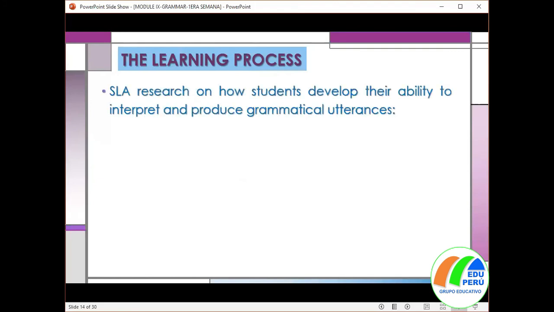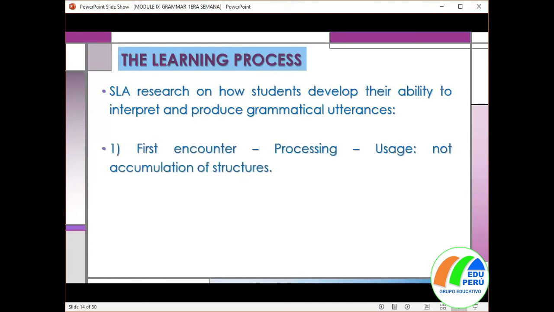Now, when we learn grammar, here you have some research in second language acquisition, how students develop their ability to interpret and produce grammatical utterances. First encounter of processing usage, not accumulation of structures. At the beginning, it's so important not to give our students a lot of structures. Not the present simple, now the present perfect, then the other. Try to give them not so many structures, in order to be easy to process and in order to be easy to use. That's why here it says processing and usage.